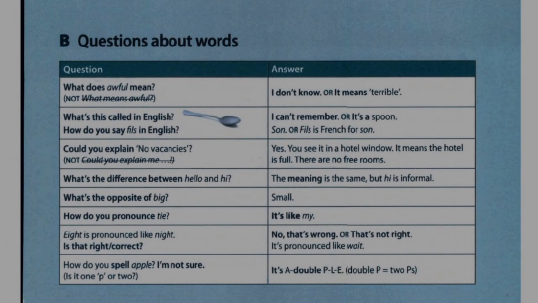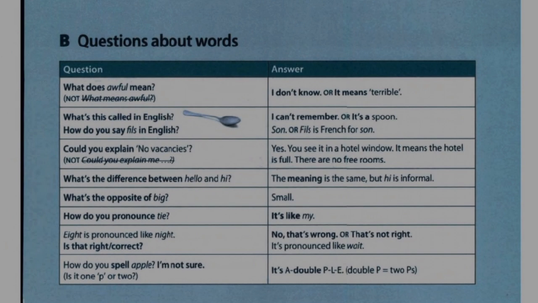We have a chart here. It has two columns, one column for questions and one column for answers. Imagine you want to ask about the meaning of a word. For example, you have a question about the meaning of awful. You say, what does awful mean? You answer, I don't know. Or it means terrible. You should not say what means awful. It is a wrong sentence.